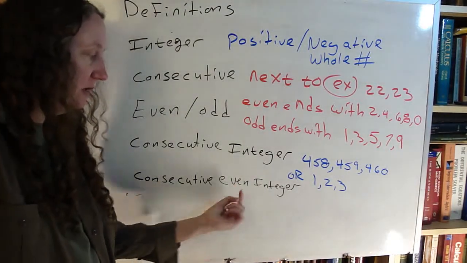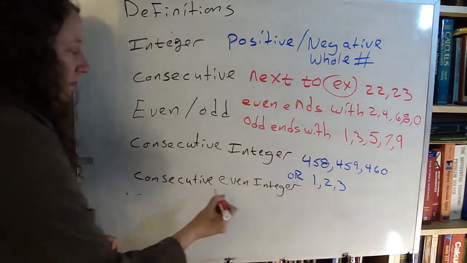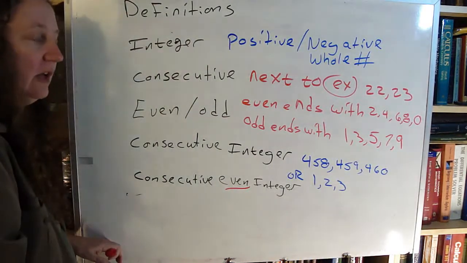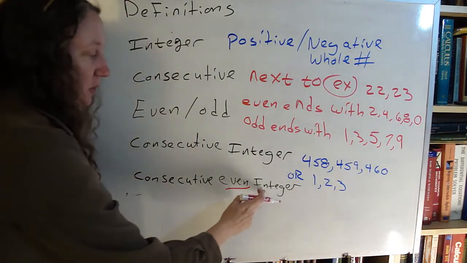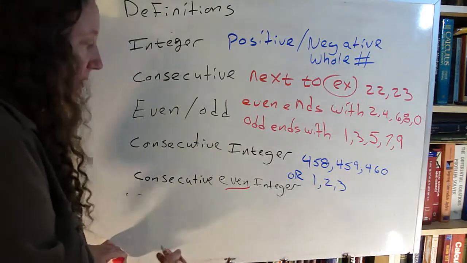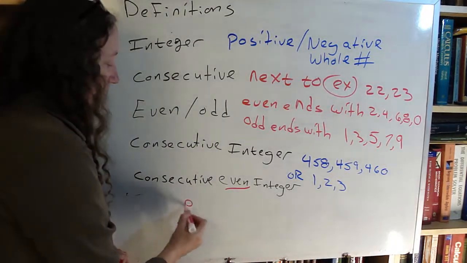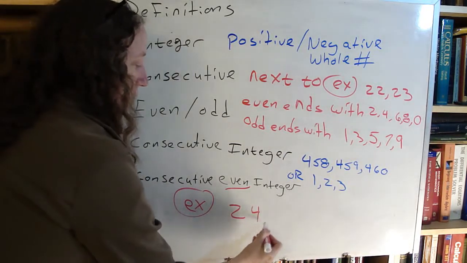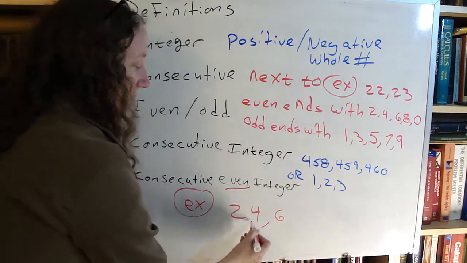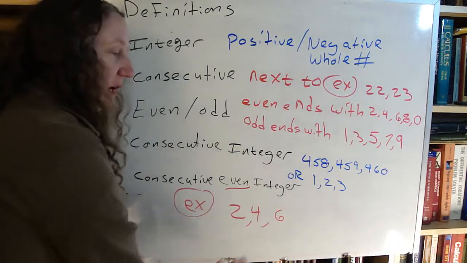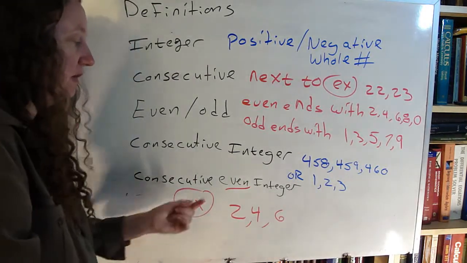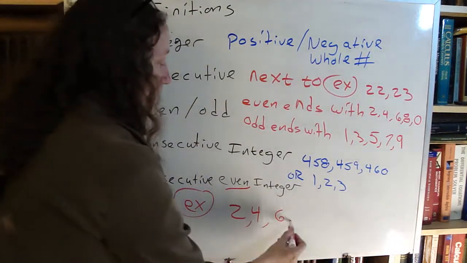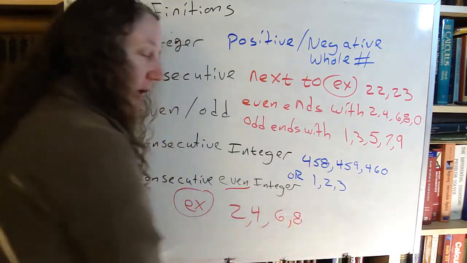Consecutive even integer. So even means that it has to end with 2, 4, 6, 8, or 0. Integer says that it has to be a whole number. So examples of that, the easiest one that you can find: 2, 4, 6, that's 3 consecutive even integers. I can go for a fourth one: 8.